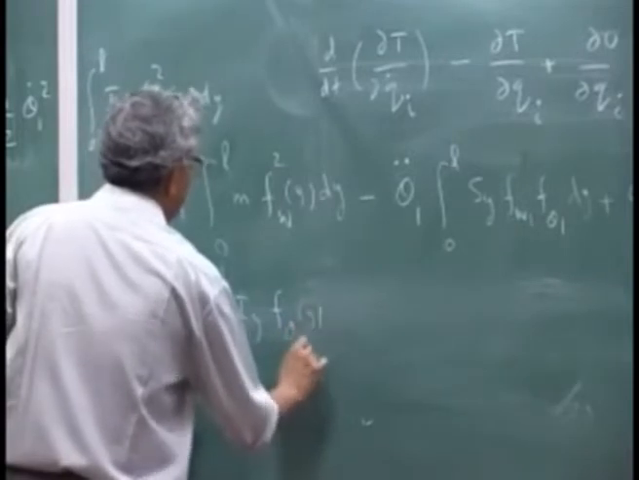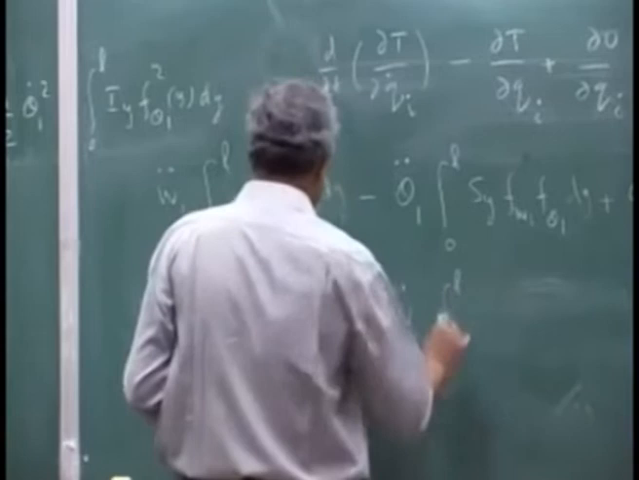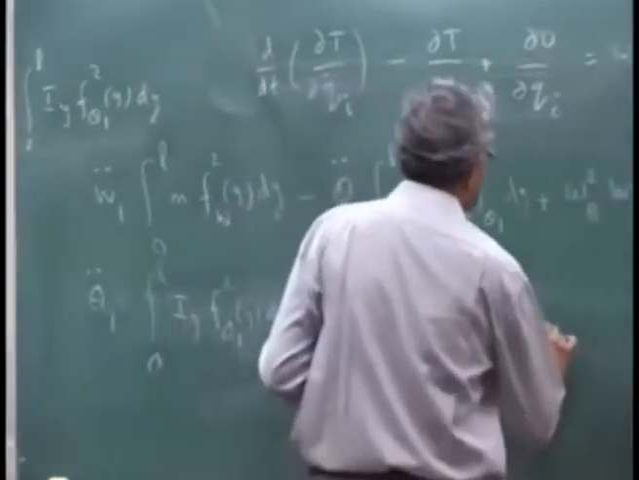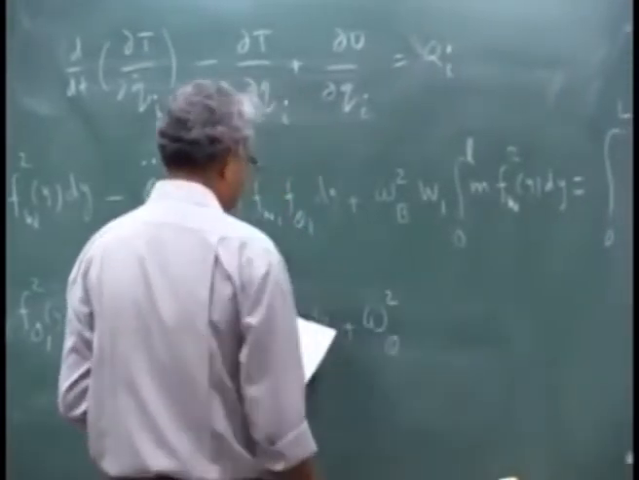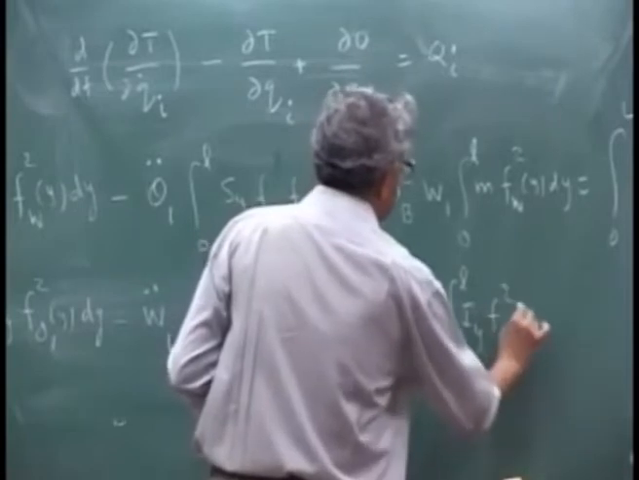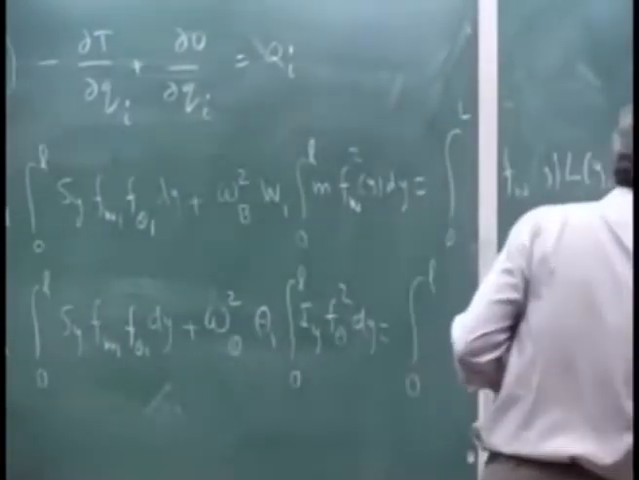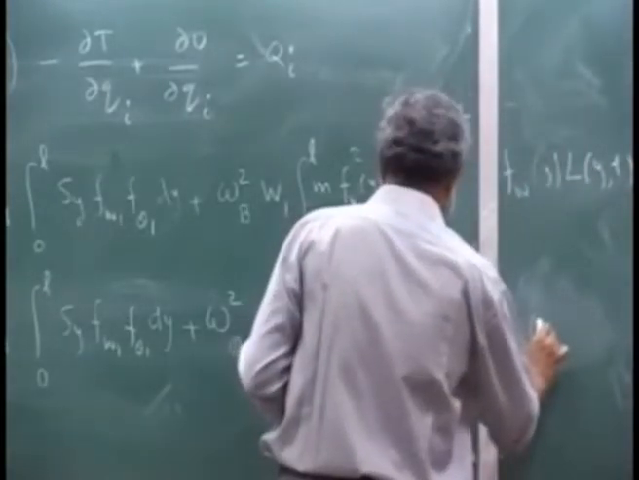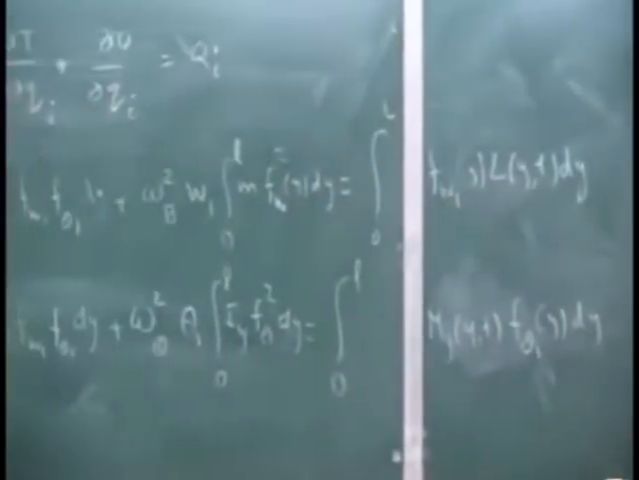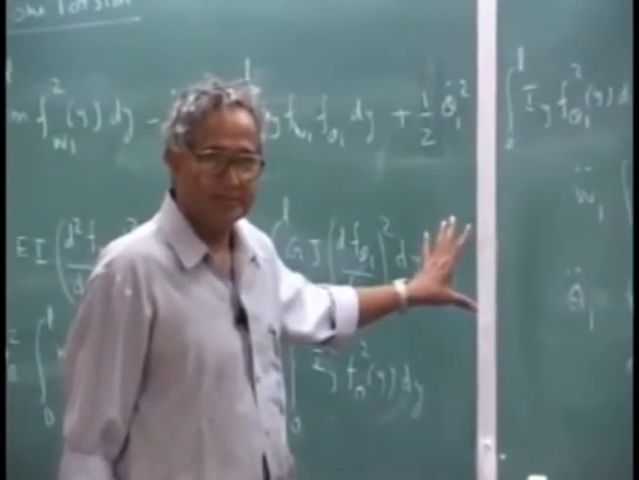f theta 1 square dy minus w double dot 1 integral 0 to L s y f w 1 f theta 1 dy plus omega theta square theta 1 integral 0 to L I y f theta square dy equals integral 0 to L, you will have the moment expression, that is m y y comma t f theta 1 y dy, this is w 1. Okay, so you see now I have two ordinary differential equations.